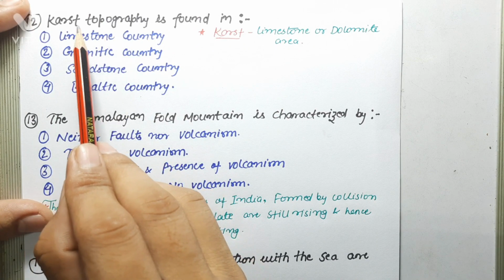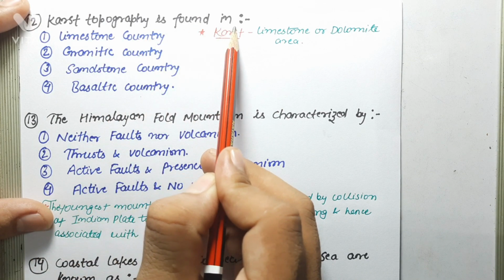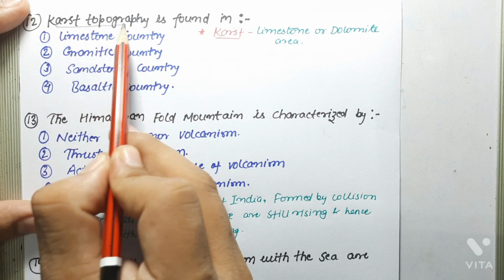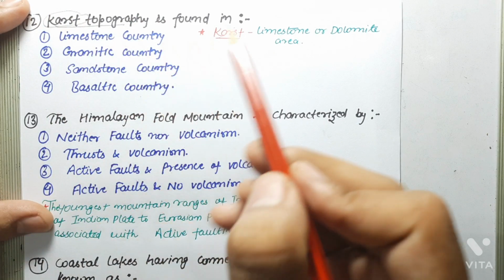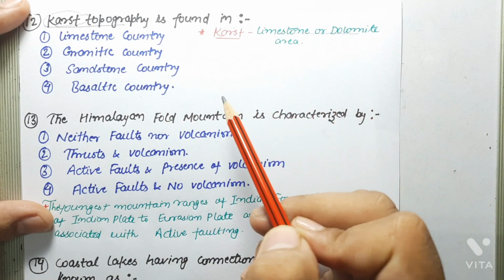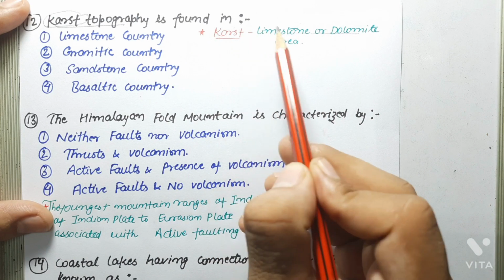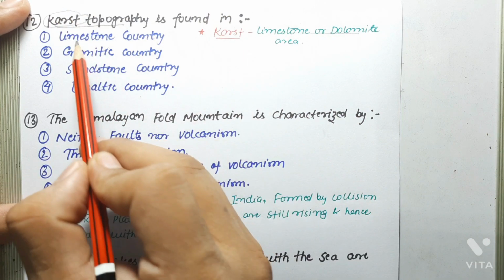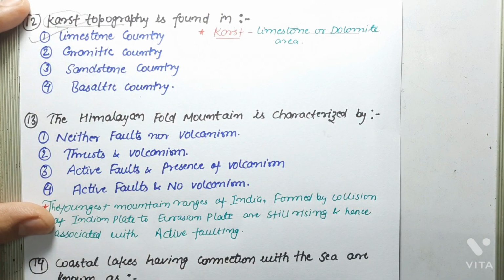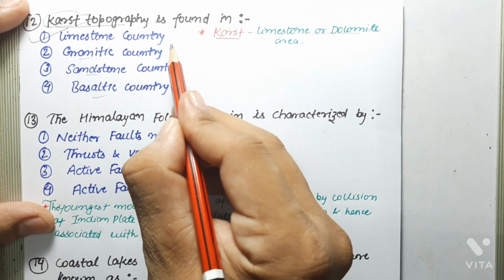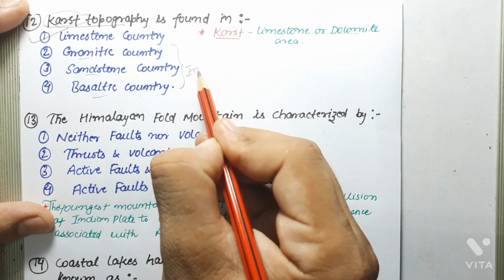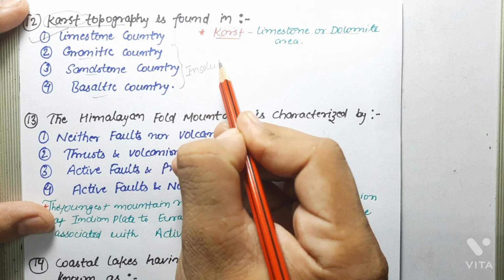Next question says, karst topography is found in. Okay, so first let us know about karst topography. What is meaning of this? Karst is a comprehensive term that is applied to limestone or dolomite areas. Okay, so from the karst itself, it is clear that karst topography is found in limestone country. Now, karst topography is shaped by soluble layer or layers of bedrock, usually carbonate such as limestone and dolomite. So clearly these granitic, sandstone and basaltic rocks are insoluble, only limestone is soluble. So correct answer of this question is limestone country.